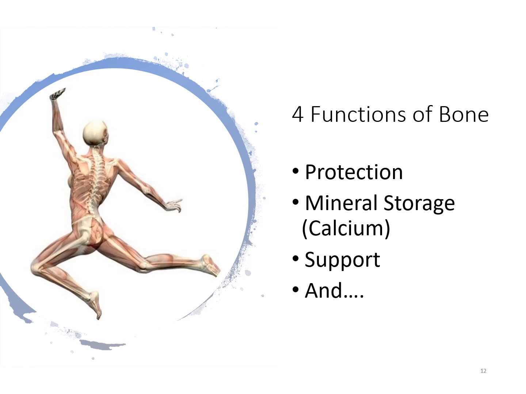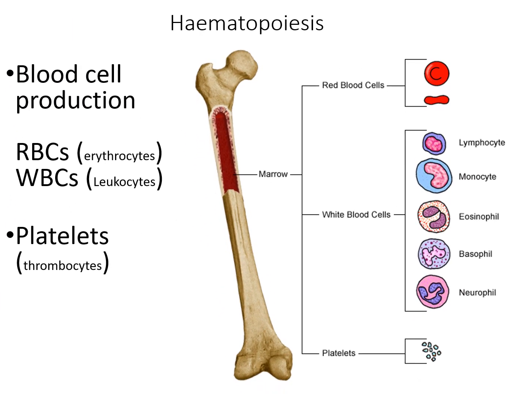And the fourth is that it's responsible for blood cell production. So your red blood cells are these biconcave discs which have a very large surface area to volume ratio.